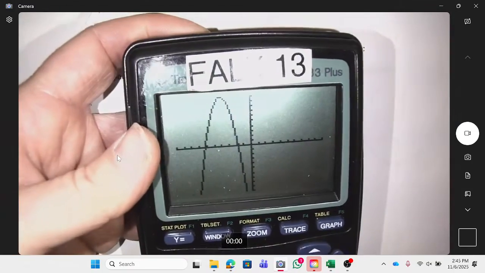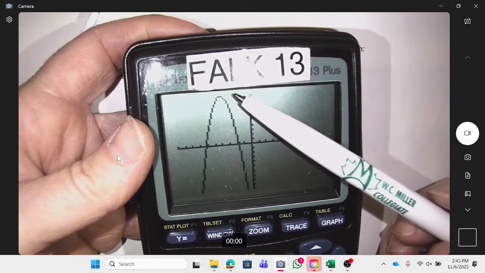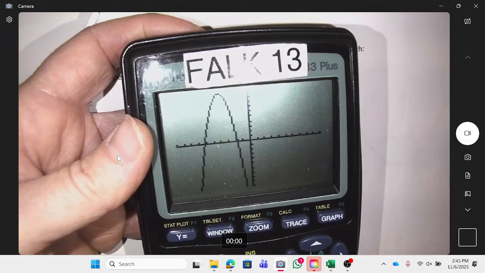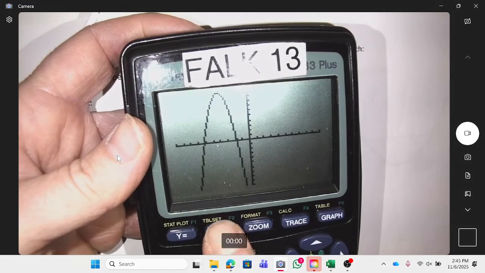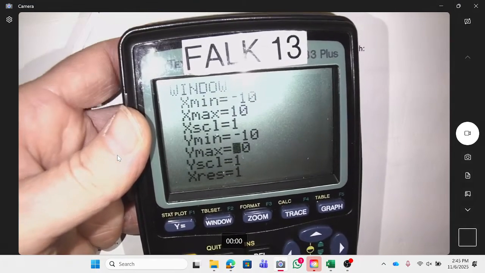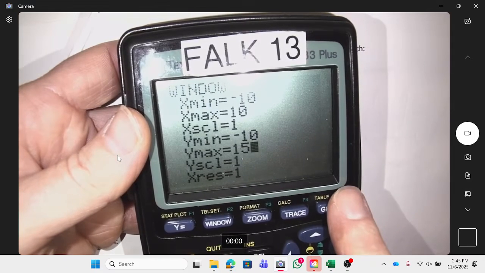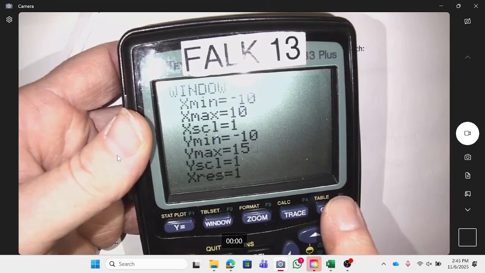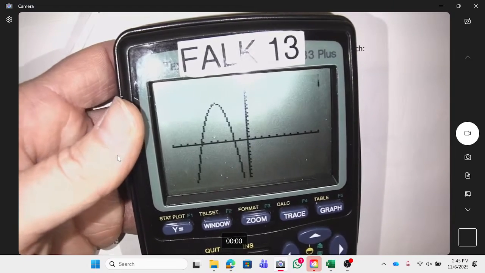Or do you want to see a little bit higher maybe? I think I'm running out of room up the top here, so I am going to go a little higher. How do I adjust the screen? Window. To see this a little bit higher, the Y max, instead of 10, I'm going to try 15. Graph. Okay, I like this better.